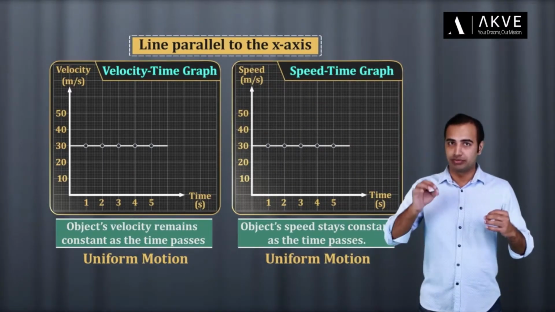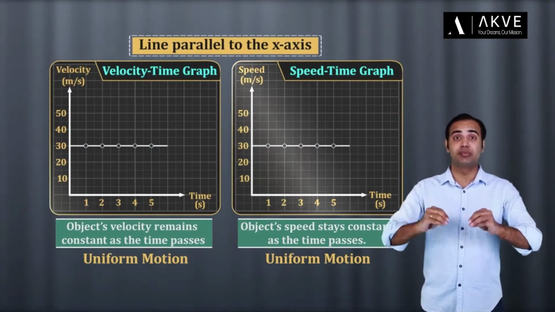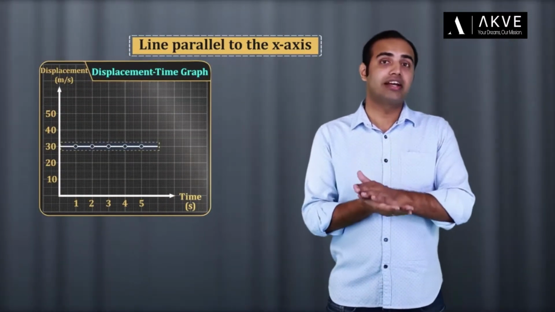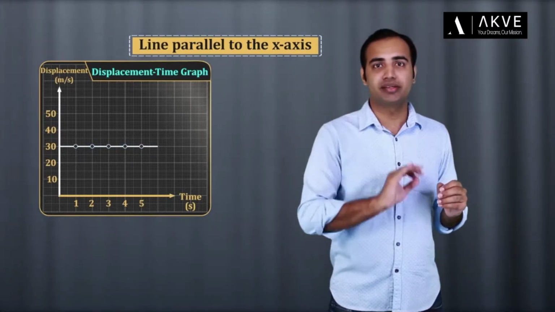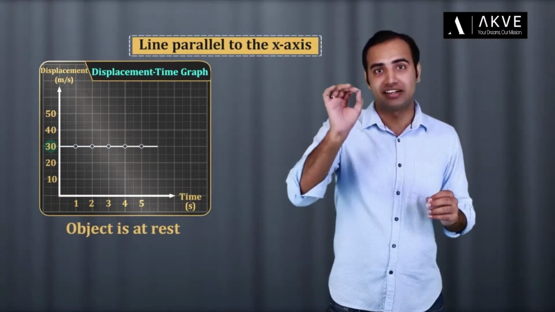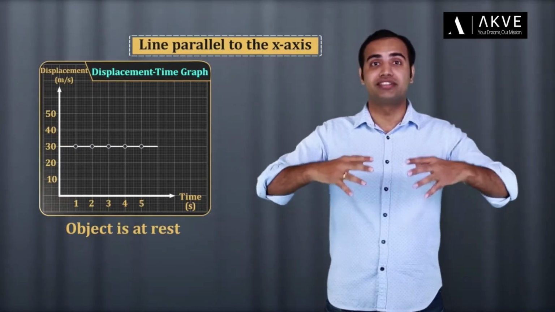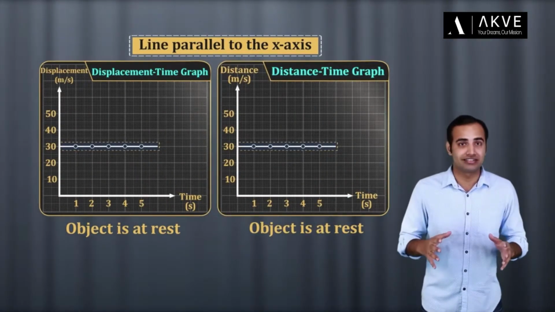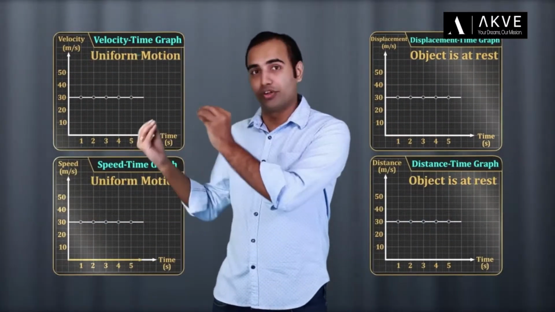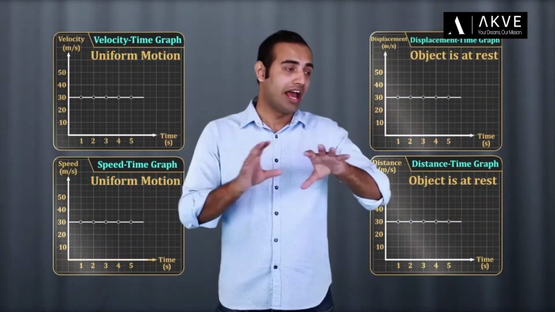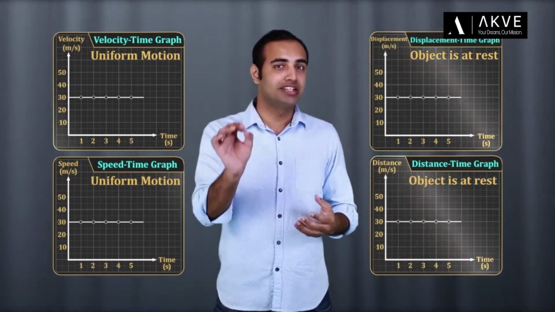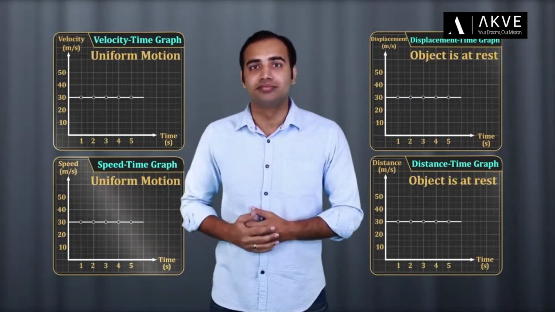Now, I want you to take a moment here and compare this with a similar looking displacement time graph. In the last video you saw that a straight line parallel to the x-axis in a displacement time graph means that the object is at rest. The same is true in a distance time graph as well. So you can clearly see that a straight line parallel to the x-axis has completely different meaning in a velocity time graph and a speed time graph as compared to a displacement time graph or a distance time graph. So keep that difference in mind. Great, let's move on to the next graph.